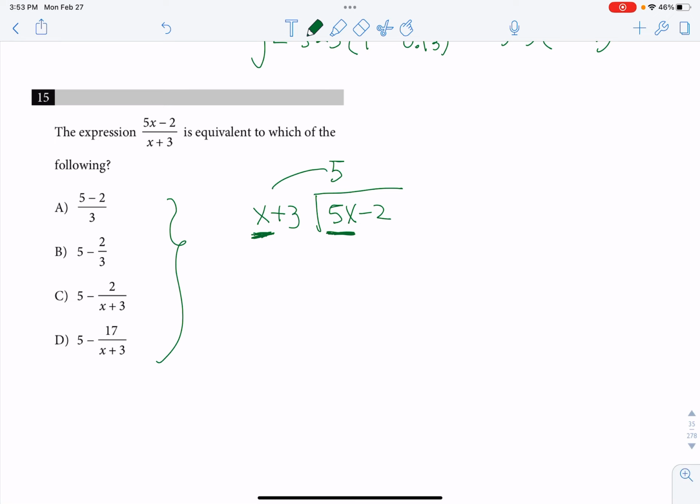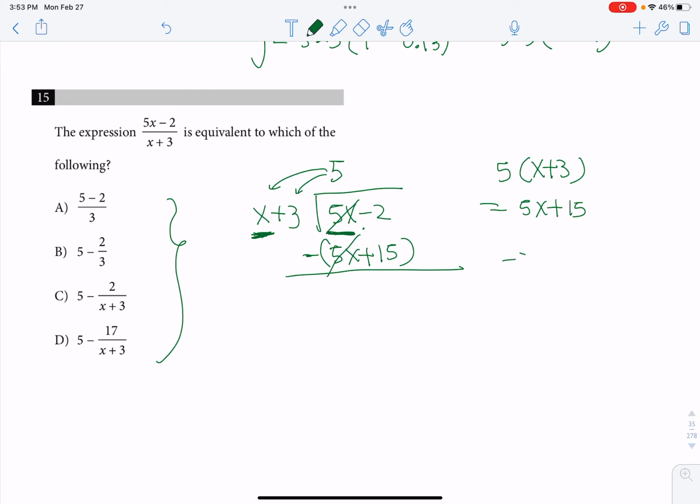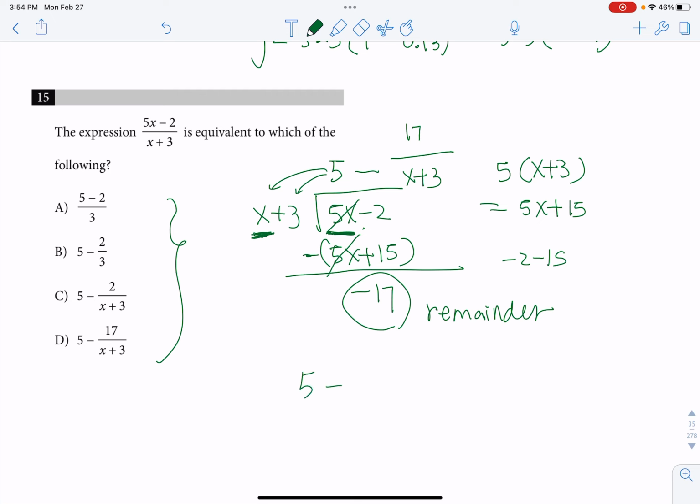So with a 5, you need to multiply two values, which is 5 times x plus 3, will be 5x plus 15. You have to write it under here. And then you subtract. 5x minus 5x will be cancelled out. Negative 2 minus 15 will be negative 17. So this one is a remainder. How do you write the remainder? Minus 17 over x plus 3. So the answer will be 5 minus 17 over x plus 3.